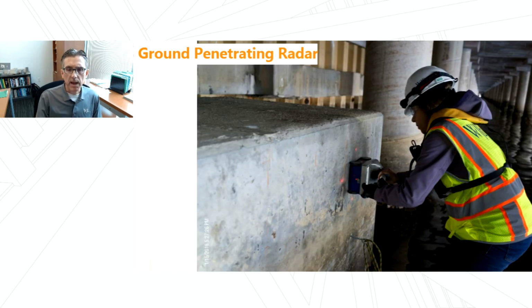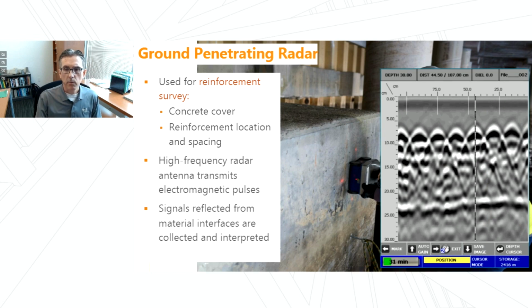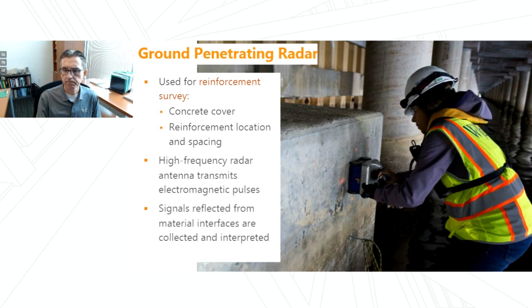And we'll normally do a reinforcement survey using ground penetrating radar, or GPR. And this helps us establish what is the as-constructed concrete cover to the steel, as well as identify the reinforcement locations and spacings. This technique uses a high-frequency radar antenna that transmits electromagnetic pulses into the concrete, and then we get reflections off embedded steel or other internal defects. We interpret those GPR signals to estimate what the concrete cover is, as well as reinforcement spacings and locations.